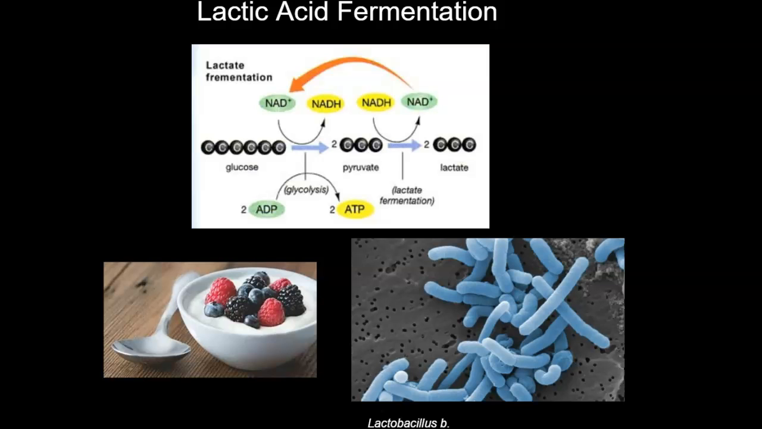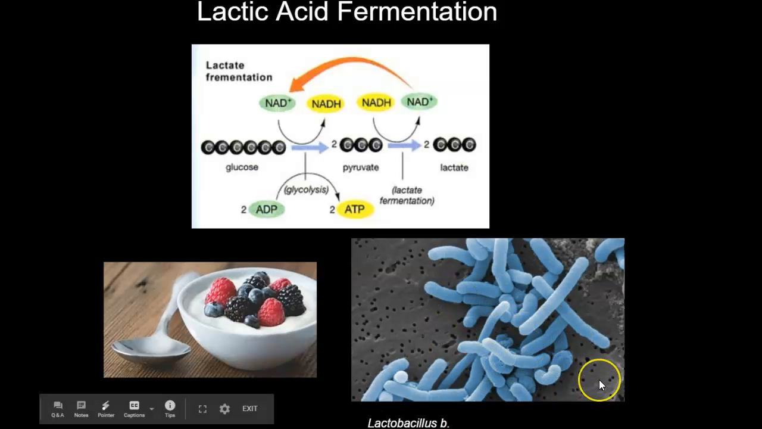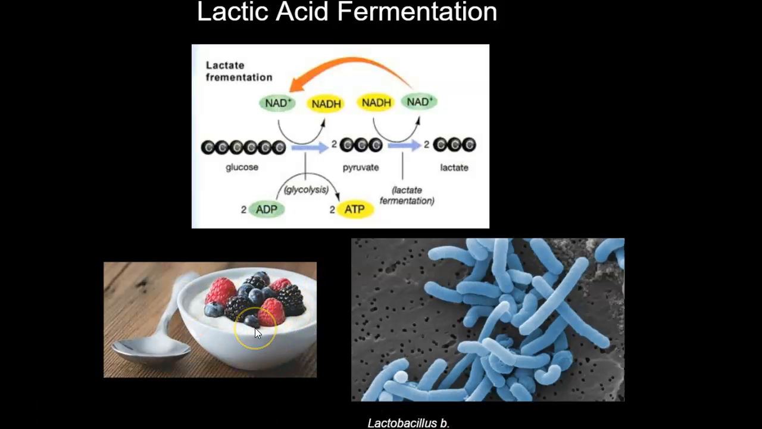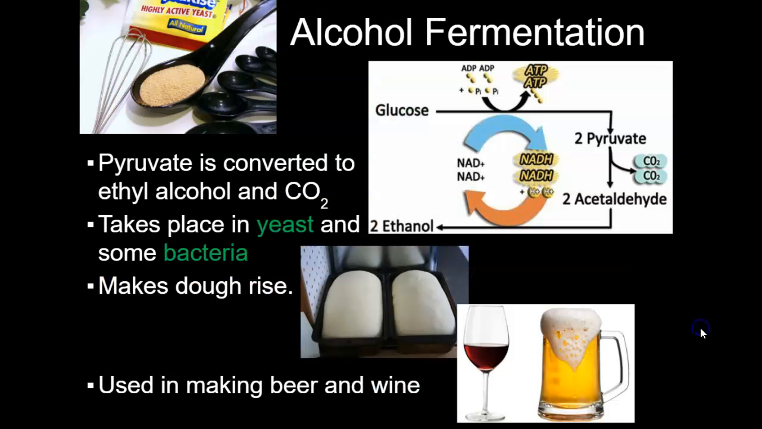For example, yogurt. Lactobacillus is a bacteria that goes through lactic acid fermentation, and from that, the acid reaction with the milk allows us to create yogurt. Many of the souring processes like sauerkraut, pickling, those sorts of things all come from the process of lactic acid fermentation. Alcohol fermentation obviously is going to make some alcohol. So wines and beers, for example.